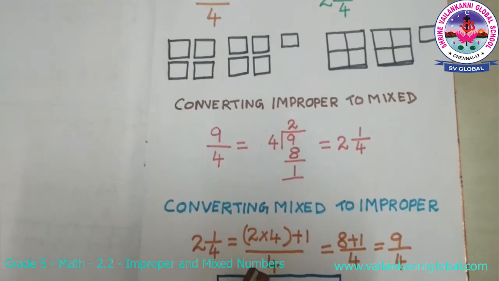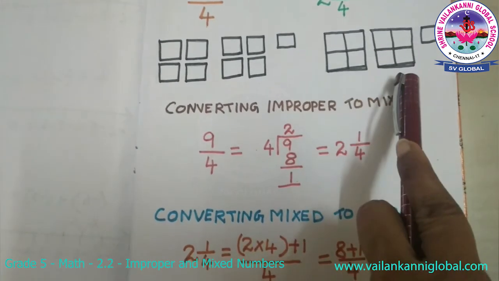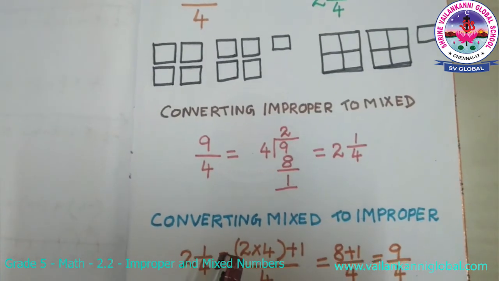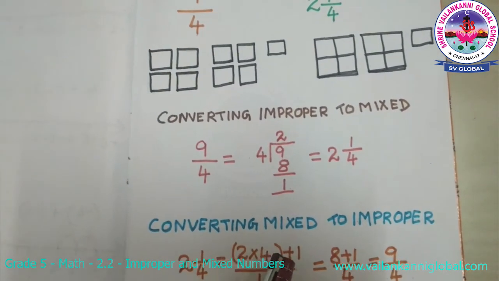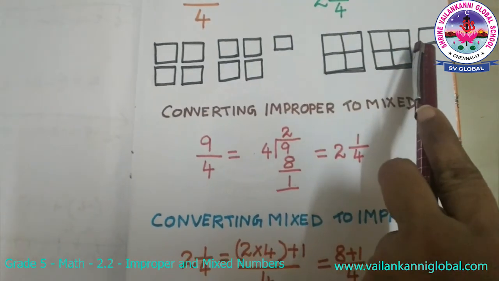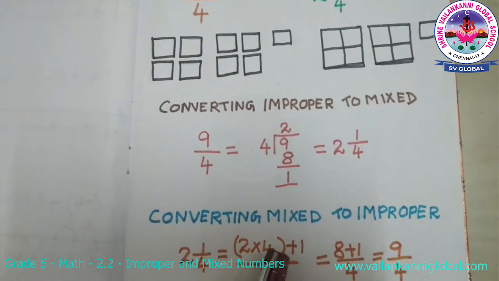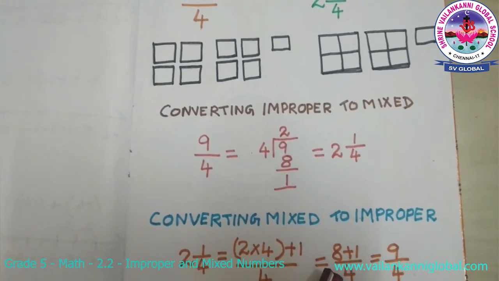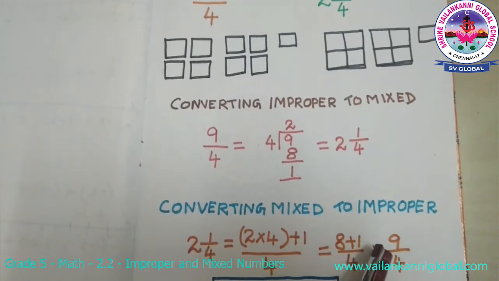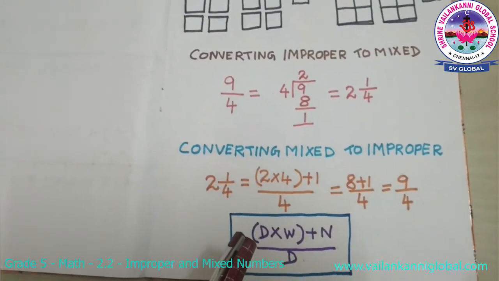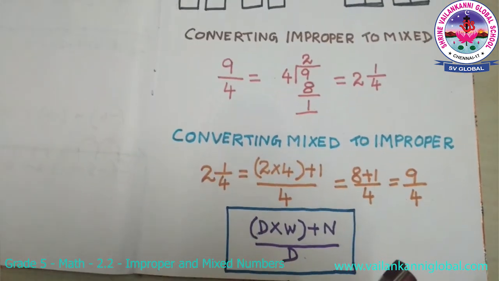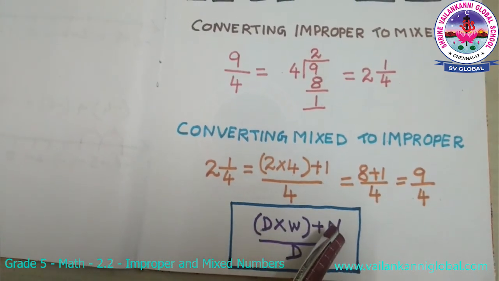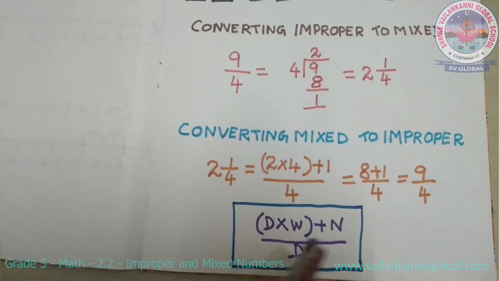I am repeating again. How many 4 parts are there? 2 4 parts are there. So 2 into 4. That's why we multiply 2 into 4. Then plus how much is the remaining part? 1 is the remaining part, so we add 1. So 4 times 2 is 8, plus 1, is 9 by 4. So this is the procedure to convert mixed to improper fraction: denominator into whole plus numerator, over the denominator. Thank you.